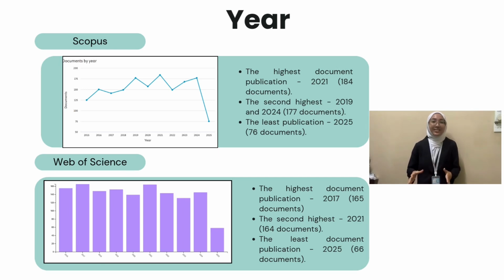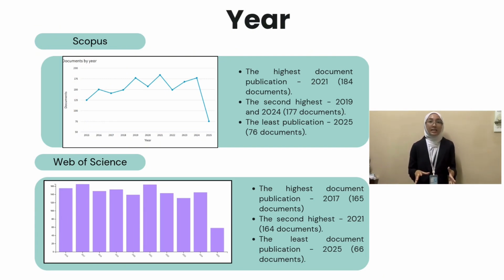Next, I will talk about the result of the final publication year shown by Scopus and Web of Science. As usual, I will talk about Scopus first. Based on the diagram plotted by Scopus, we can see that the year with the most published documents is 2021, which recorded 184 documents. Meanwhile, the second highest in Scopus is 2024, which recorded 177 documents.